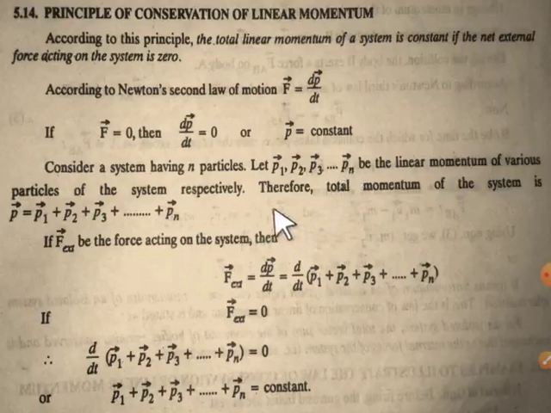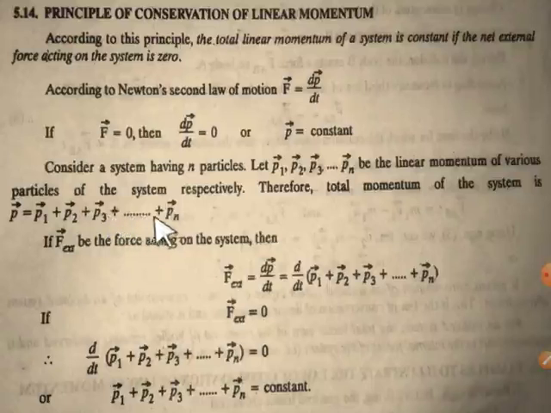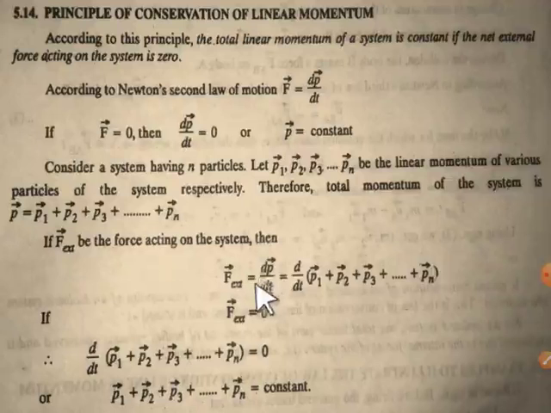So let's see, the total momentum of the system. Total momentum means the sum of the momenta. So this total momentum P vector will be equal to the sum of the momenta: p1 vector plus p2 vector plus p3 vector, and so on up to pn vector. So if F external is the force acting on the system, then F external will be equal to the rate of change of momentum, as given by Newton's second law of motion.